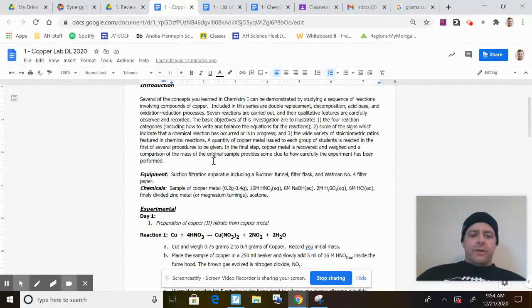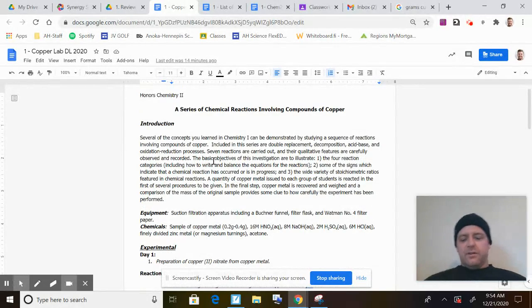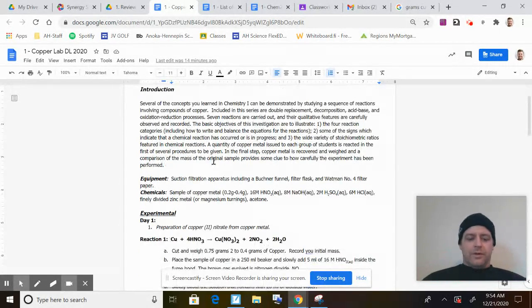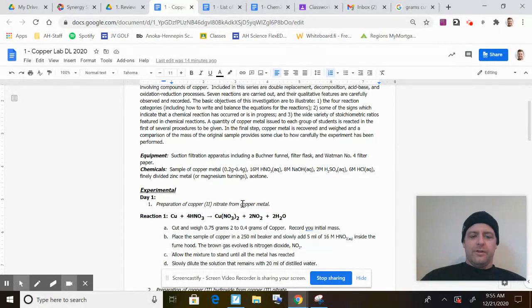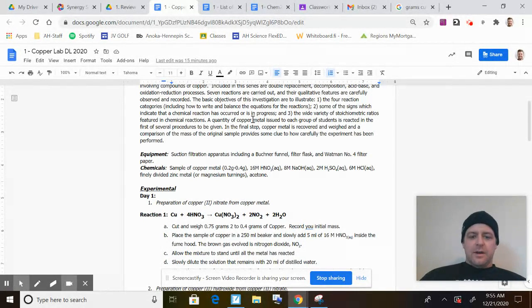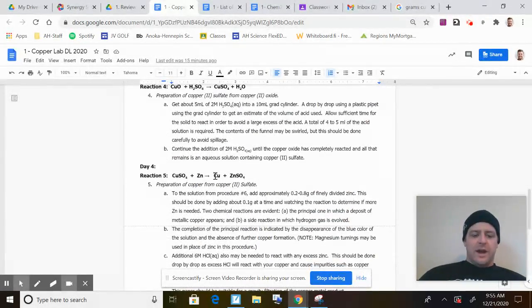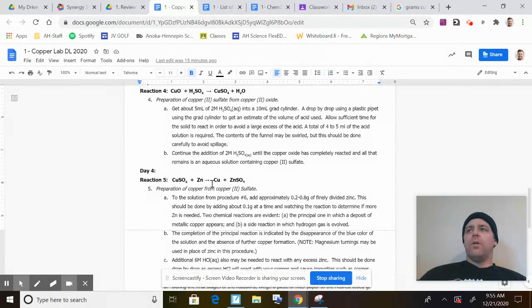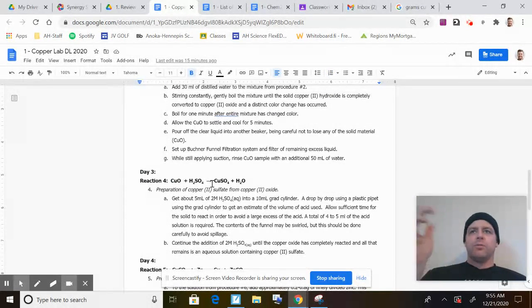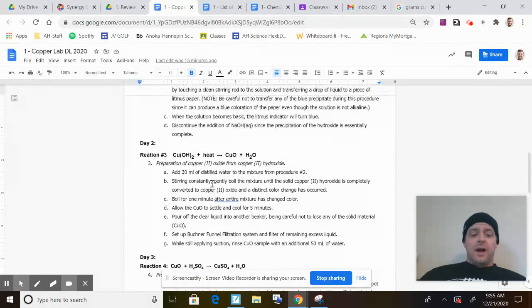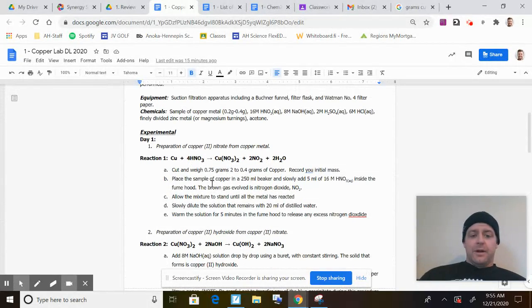Basically, the whole purpose of the reaction is this: we're going to start with copper. We're going to run it through a series of reactions: decomposition, double replacement, acid base, oxidation reduction. And basically, we're going to get copper out. The whole end goal is to say, hey, we ran copper through all these reactions. Here's what we got out from what we started to what we ended with. Okay, it's a great lab.